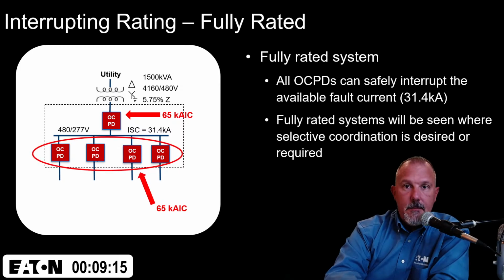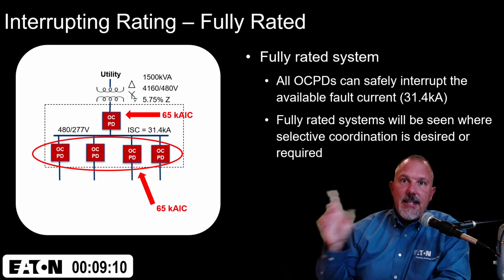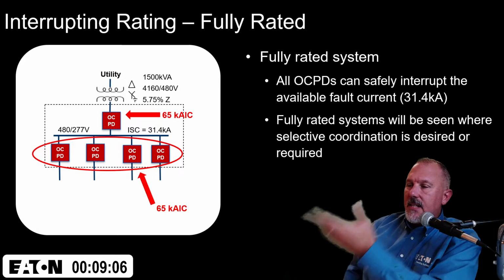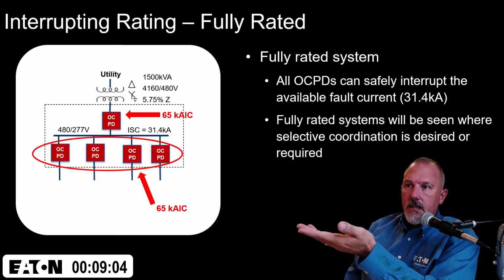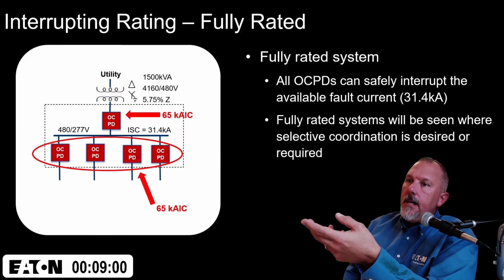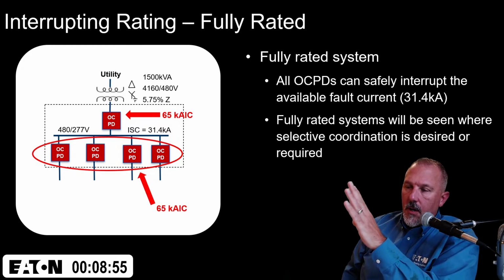All right, so we've got 9 minutes, 16 seconds left. Let's talk about a fully rated system. In this example that we've got here, I've got about 65,000 amps available at this power distribution panelboard or switchboard, whatever you want to call it. And I've got 31,400 amps available of fault current.